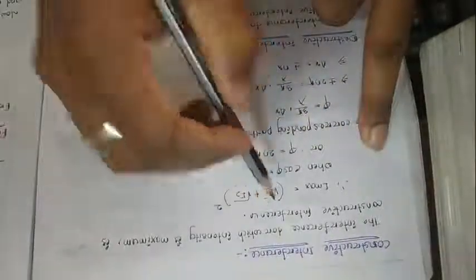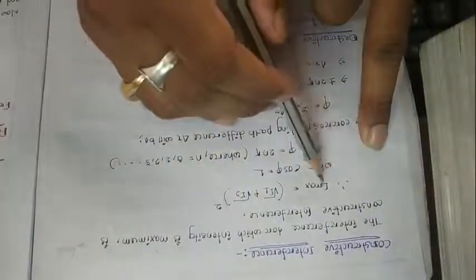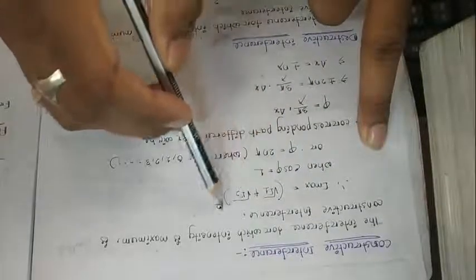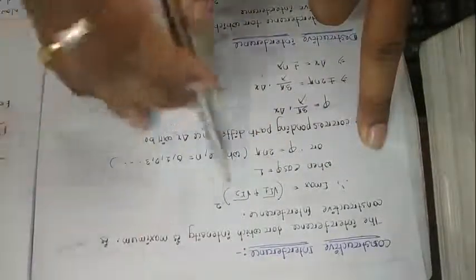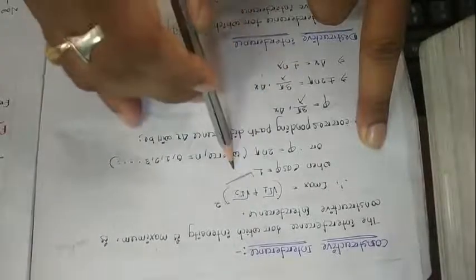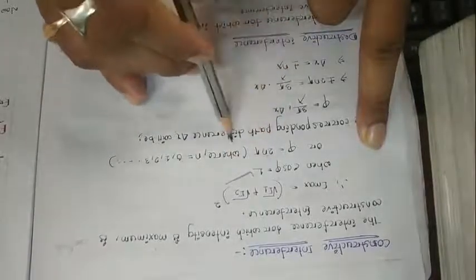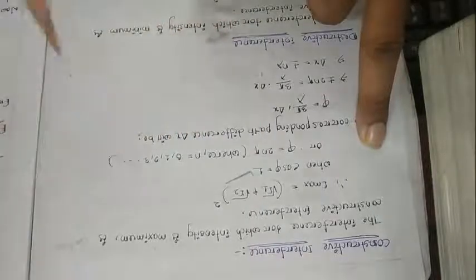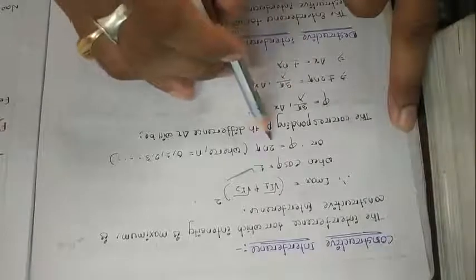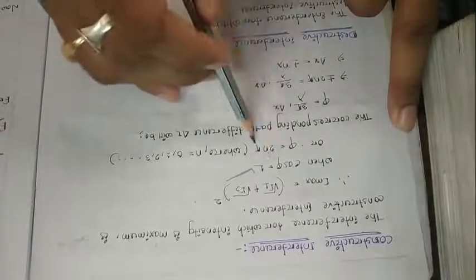constructive interference. Hence I max will be equal to (root I1 plus root I2) whole square, where cos phi is equal to 1. For the condition cos phi equal to 1, phi is equal to 2n pi, where n is equal to 0, 1, 2, 3, and so on. So here phi is an even multiple of pi.